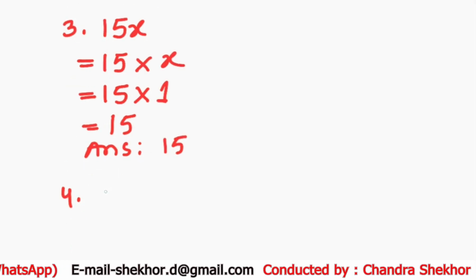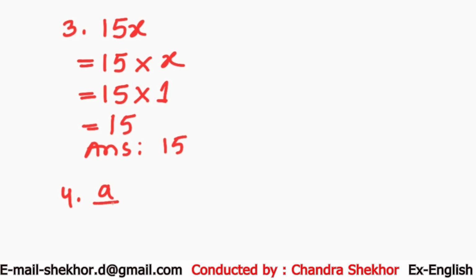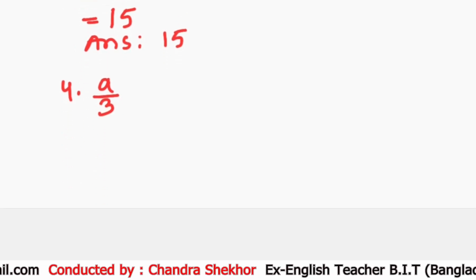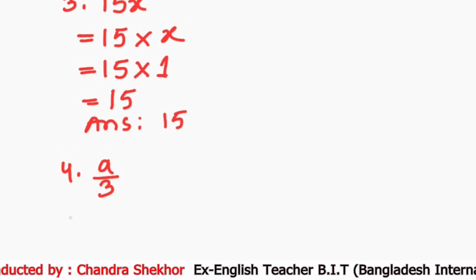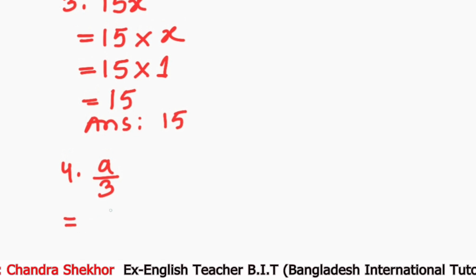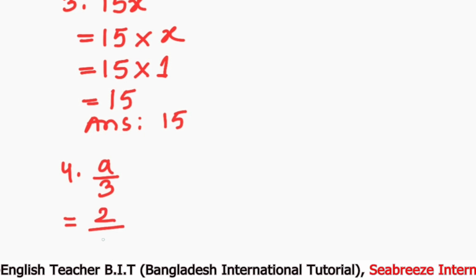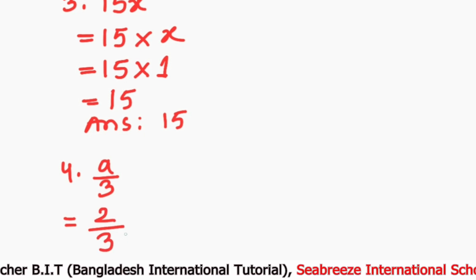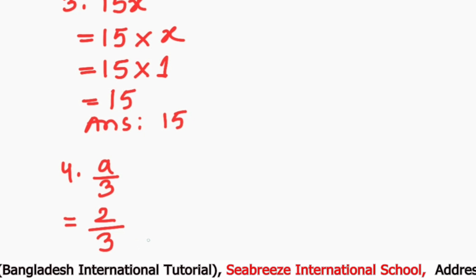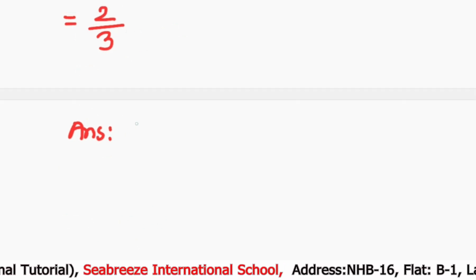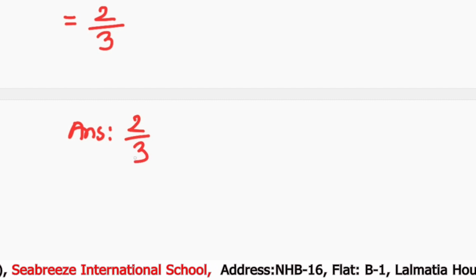4 number is a by 3. a by 3 means a divided by 3. So how will we do it? We will just put the a's value above 3. So we know a is equal to 2, so that's why 2 by 3. Actually this is the answer. So the answer will be 2 by 3.